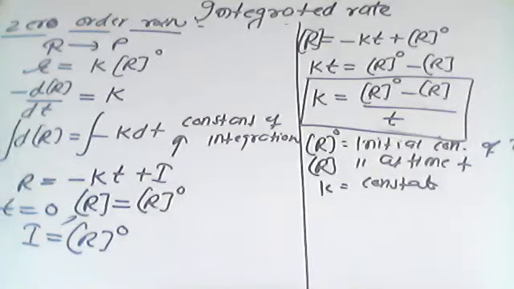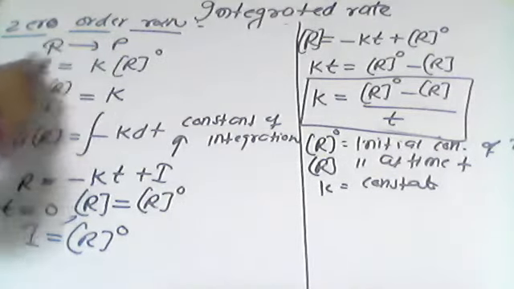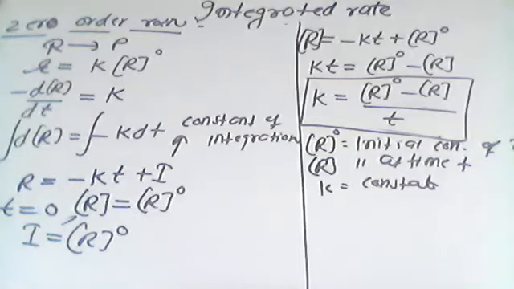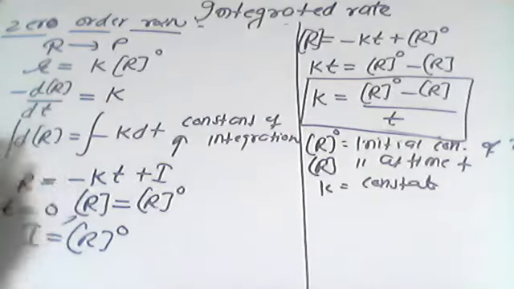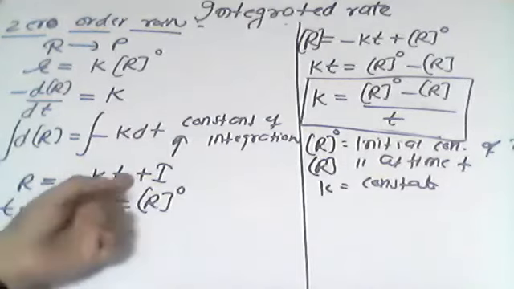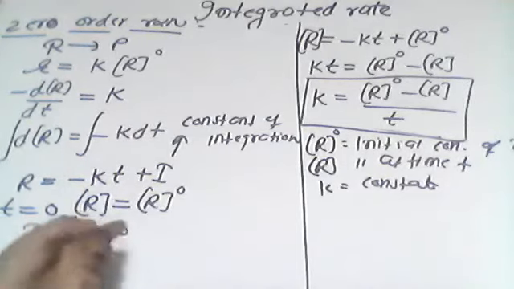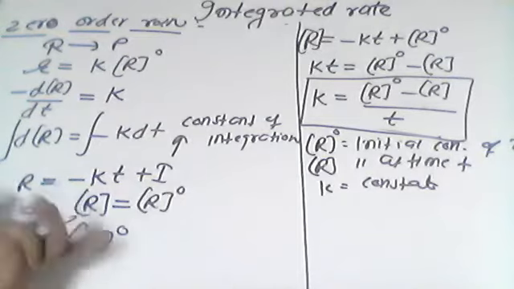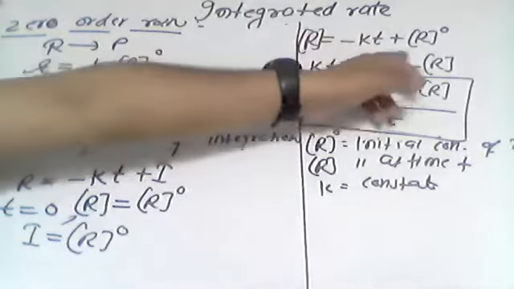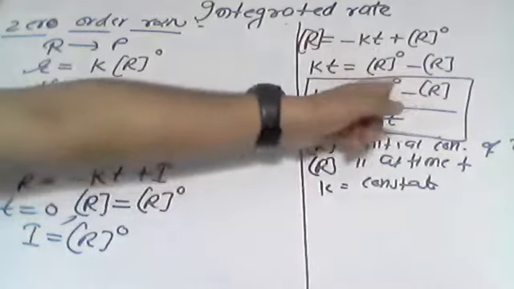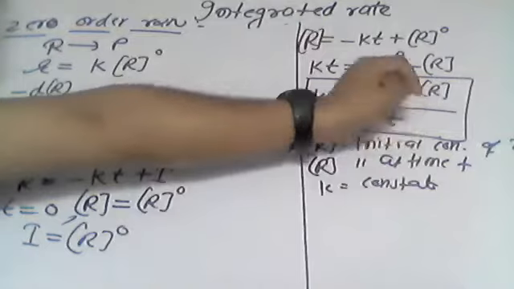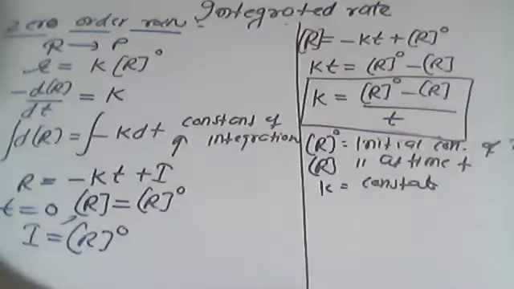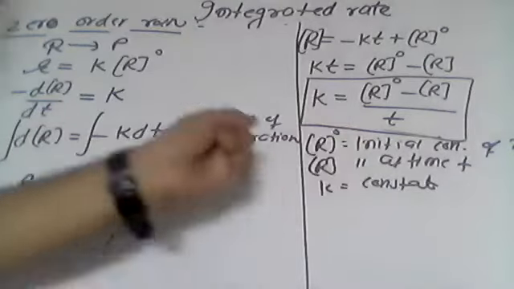For zero order reaction, we consider reactant gives product. So rate is equal to K R raised to 0, minus dR by dt is equal to K. We can integrate both sides. So it will become R is equal to minus KT plus I. We can put the values: I is equal to R naught. So KT is equal to R naught minus R, so K is equal to R naught minus R by T. R naught is the initial concentration, R is the concentration after time T, and K is a constant here. So this is the first expression.